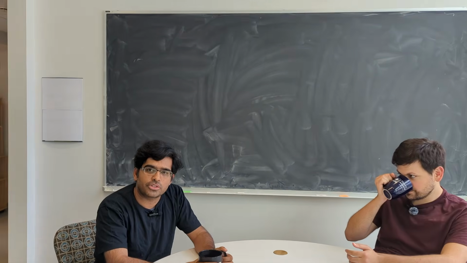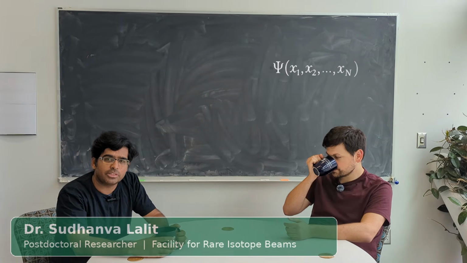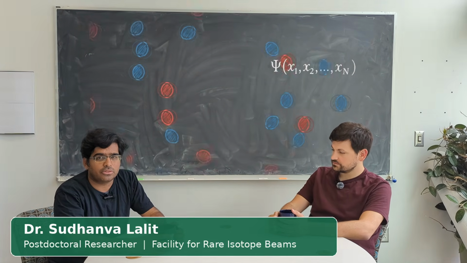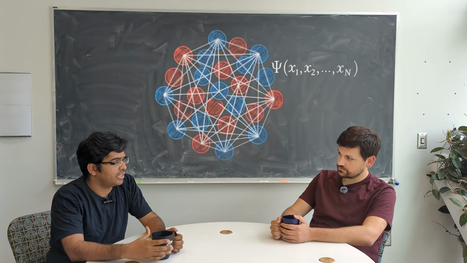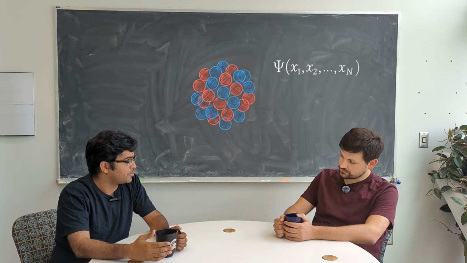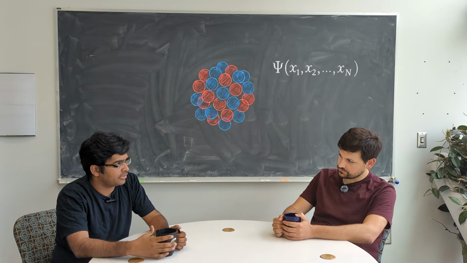The many-body wave function of a nucleus is an incredibly complex object. It contains all the correlations between protons and neutrons. Information grows rapidly with every additional particle. Solving this problem computationally becomes extremely difficult.